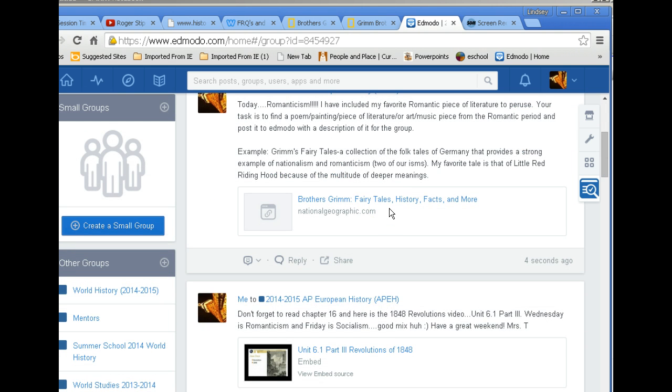So here's mine. I attached a link to Brothers Grimm, Fairy Tales, History, Facts, and More. If you enjoy these, it gives you the real version, and it guides you through, like, would you like to read a story about a woman who had a beautiful child or two children, and it will help you choose which fairy tale you would want to read. And so my example assignment, this is all I'm requiring of you in length. Grimm's Fairy Tales, a collection of folk tales from Germany that provides a strong example of nationalism and romanticism, two of our isms. My favorite tale is that of Little Red Riding Hood because of the multitude of deeper meanings. This is all I'm requiring of you. Tell me why you like it, pick it, share it with the class.